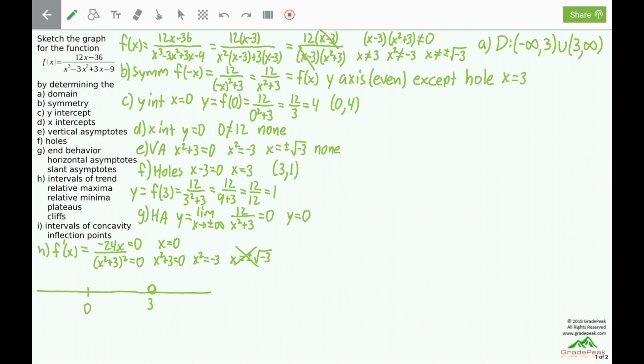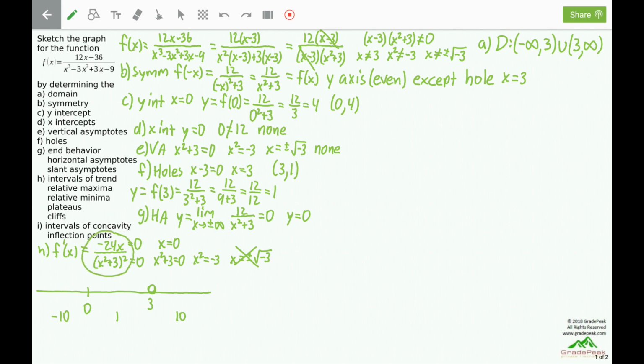We can pick a test value in each of the intervals. The first interval, negative infinity to 0, we can pick negative 10. The next interval, 0 to 3, we can pick 1. The next interval, 3 to positive infinity, we can pick positive 10. And we can test the trend by plugging the test values into the first derivative. We only care whether it is positive or negative. So the best place to plug in is the fully factored version. That is the version that is right here.